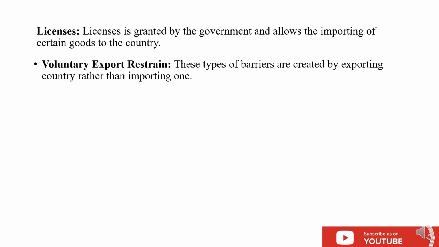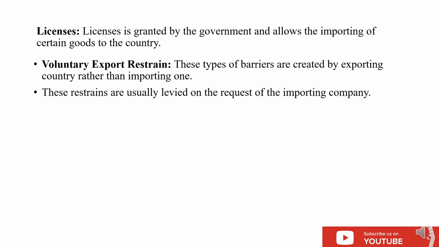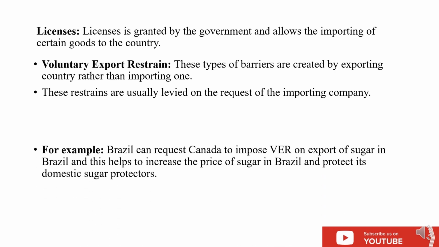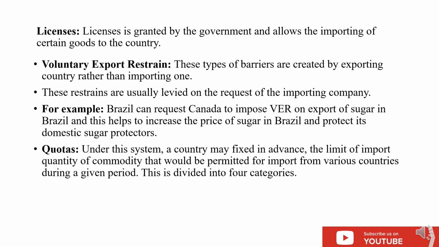Voluntary export restraint. These types of barriers are created by the exporting country rather than the importing one. These restraints are usually levied at the request of the importing country. For example, Brazil can request Canada to impose voluntary export restraint on the export of sugar to Brazil, and this helps to increase the price of sugar in Brazil and protects its domestic sugar producers.